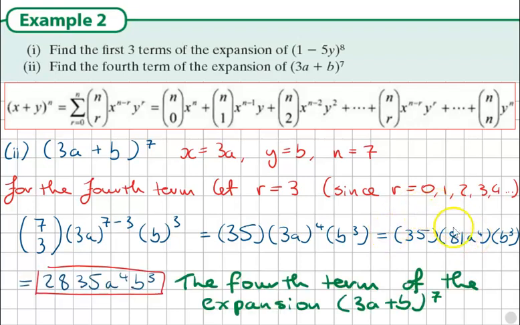And then 35 times 81 is 2,835, and we stick on the a to the power of 4 and the b to the power of 3. So we get 2,835a to the power of 4 b to the power of 3. And this is the fourth term of the expansion, 3a plus b to the power of 7.